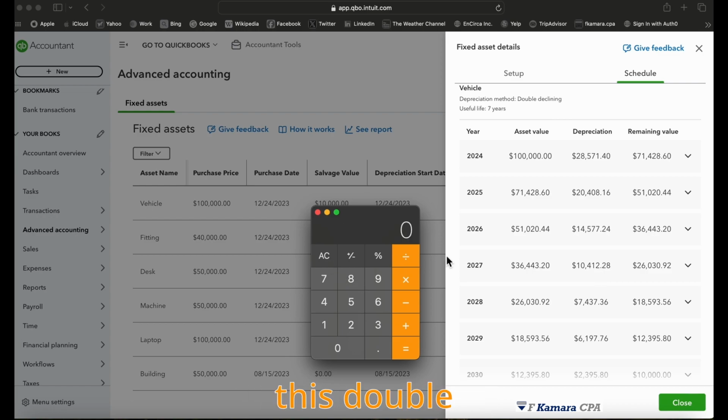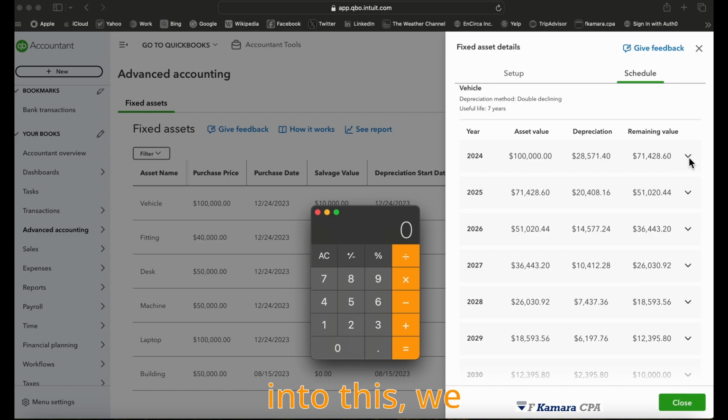But remember, with this double declining method, the first depreciation is on the cost without taking into consideration the salvage value, and the subsequent depreciation will be on the carrying value. That is the cost minus the accumulated depreciation from the previous years. Then you apply the depreciation on the remaining amount, which gives you the depreciation for the year.